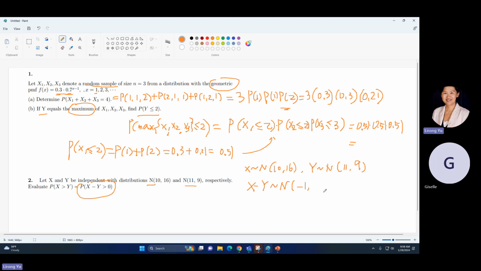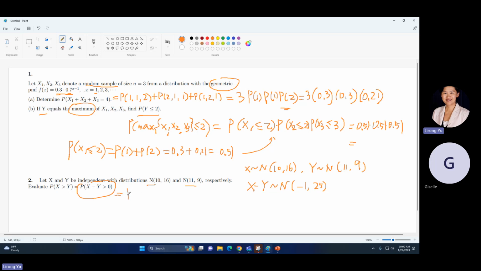The variance is 16 plus 9, which is 25. That's the variance. So now we know the distribution, and we also know it's a normal distribution because x and y are normal, so x minus y must also be normal. Normal distributions added together are normal, and subtracted is also normal, so that's something we can get from section 3.